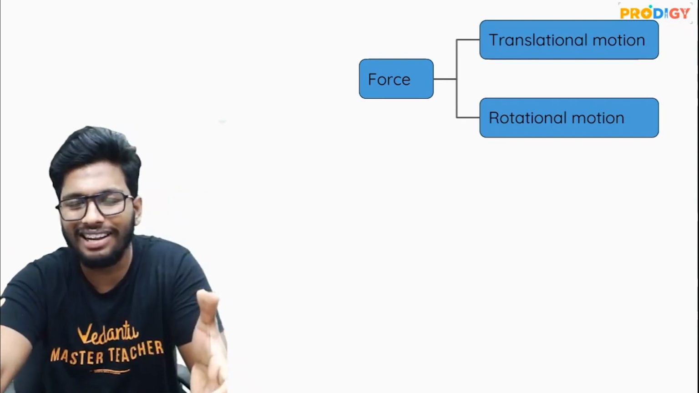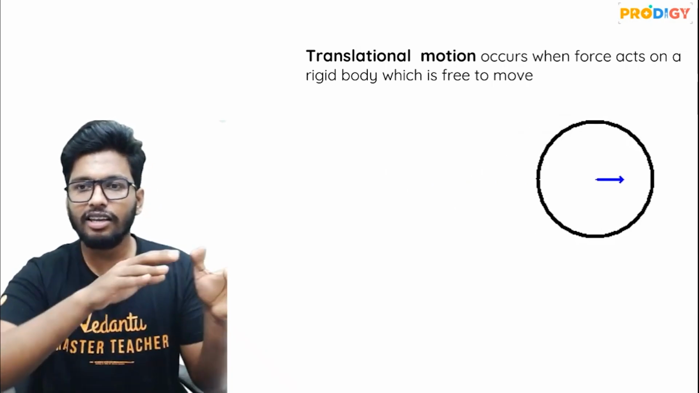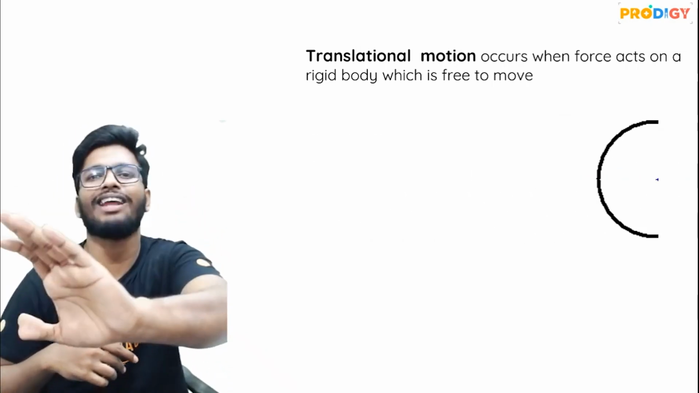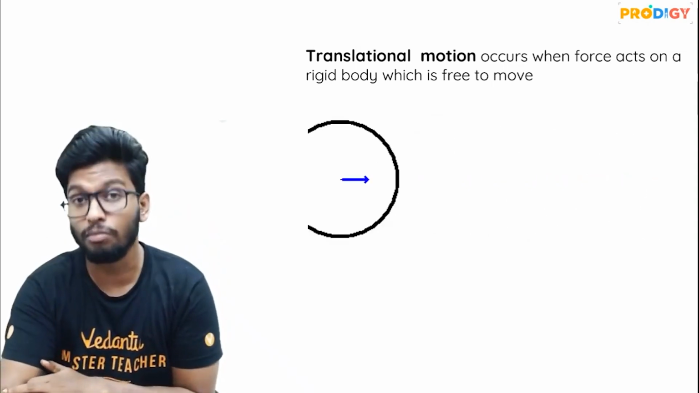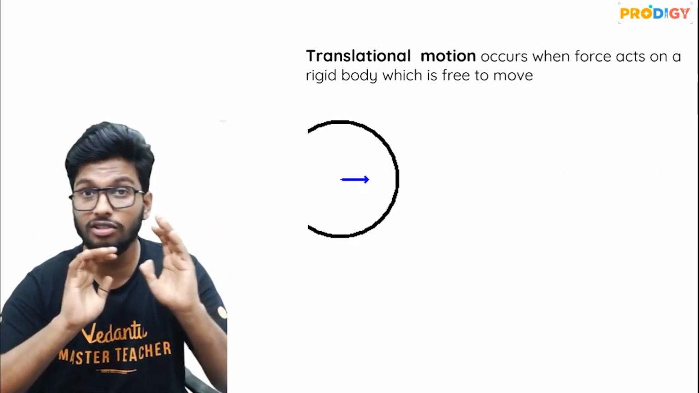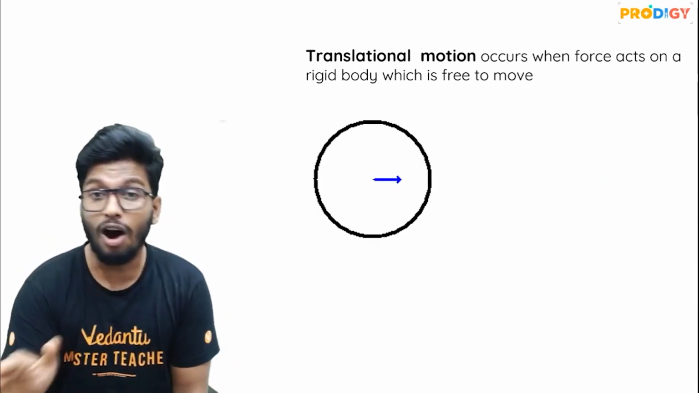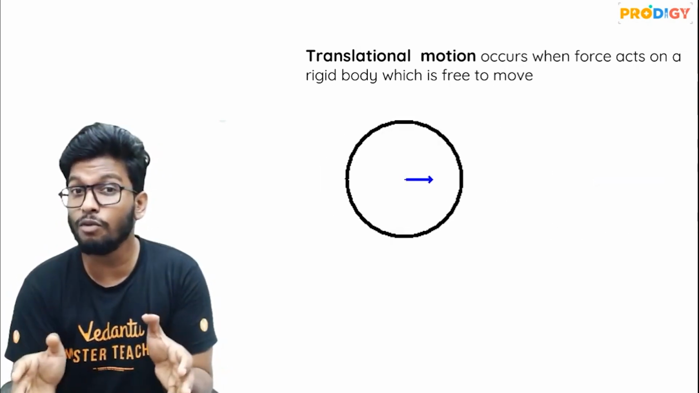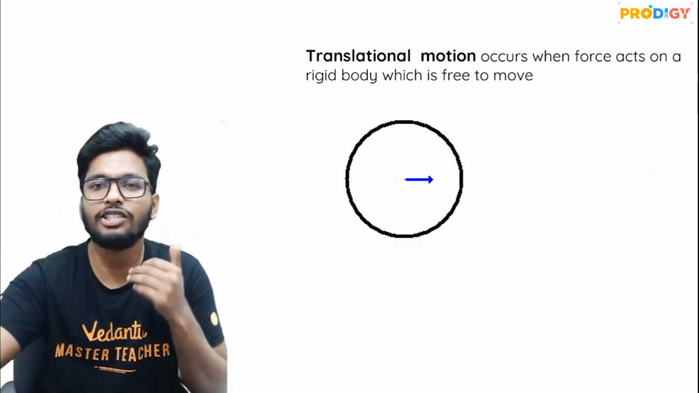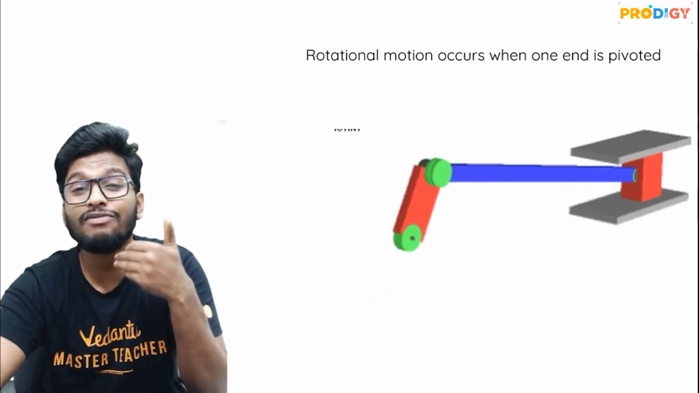Again, to give you a better example, imagine a simple tire. If there's no rotation whatsoever and you're applying a force, and it's moving straight, that is translational motion. That means it's not fixed about a point. It's just free to move about in any direction. So when you apply a force to a rigid body which is not fixed to any point, the motion that you see is translational motion, whereas rotational motion occurs when the body is fixed about a point.